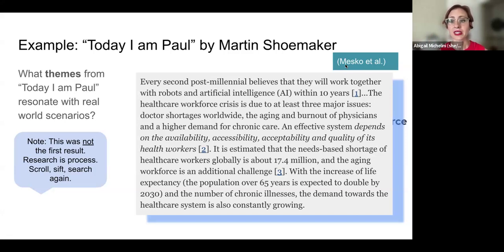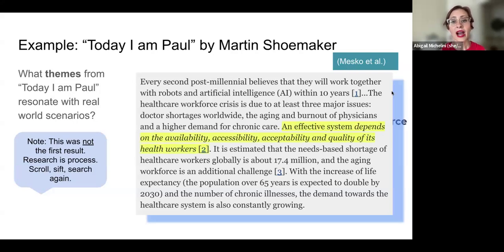It is estimated that the needs-based shortage of healthcare workers globally is about 17.4 million. And the aging workforce is an additional challenge. With the increase of life expectancy, the population over 65 is expected to double by 2030, and with the number of chronic illnesses, the demand towards the healthcare system is also constantly growing.